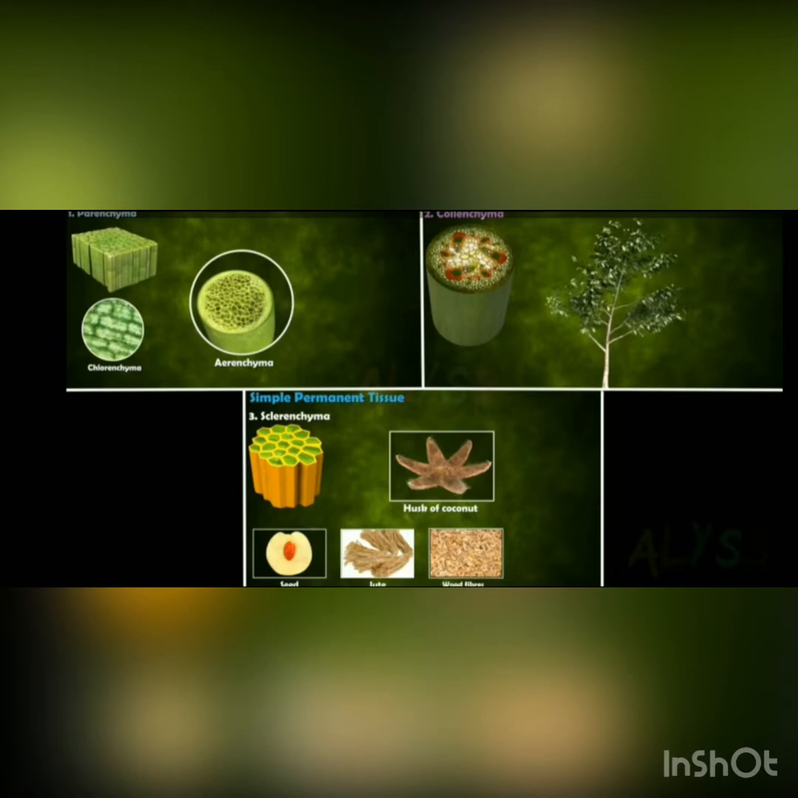Collenchymatous cells provide tensile strength to the plant and flexibility so that plants can easily bend without breaking. And the third type of simple permanent tissue is sclerenchyma, and the sclerenchymatous cells are dead cells and they have thick cell walls, and they are found in the covering of the seeds, husk of coconut, jute, and other hard parts of the plants.